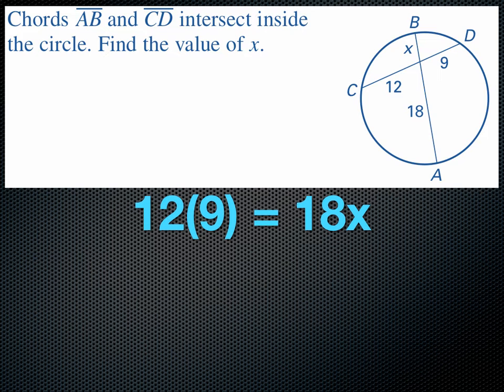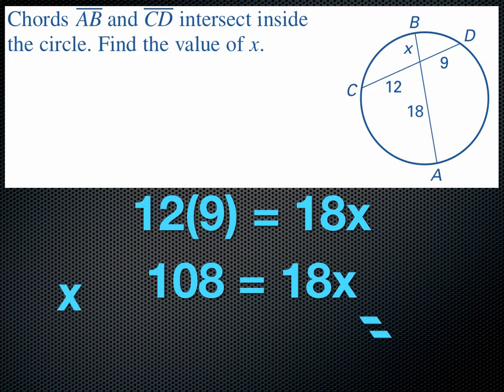Go ahead and multiply 12 times 9 and you get 108 equals 18 times x. To solve for x, I need to divide by 18 on both sides, and when I do so, I get 6 for x.